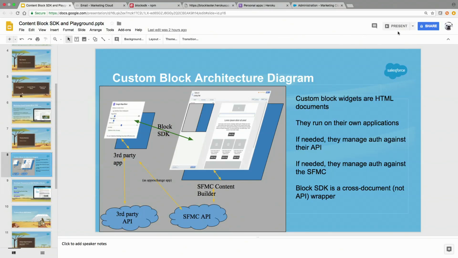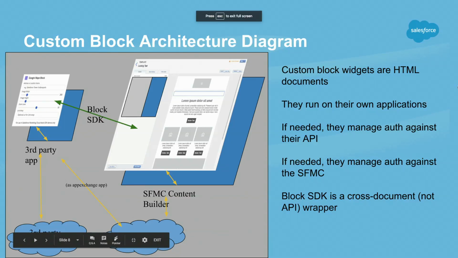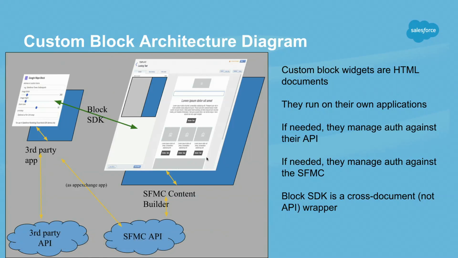All right, let's start with a little bit of an architecture diagram, and actually before that, let's start with some terminology. We use the word block to designate 2 things that are actually somewhat different. If you look at this picture, on the right you have the editor, and what we call the content block is the piece of HTML content that we put in the email inside a slot, and that is then sent. So the content block is what lives with the email and is what is sent to a subscriber.